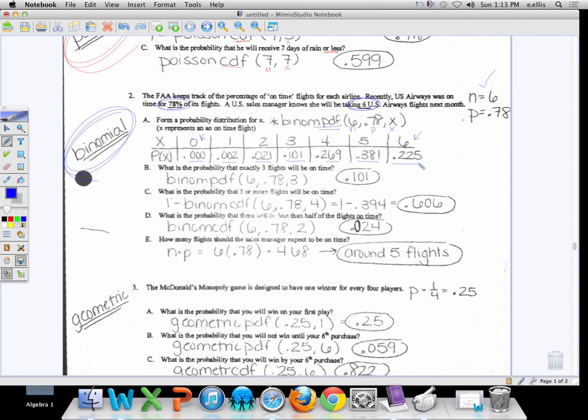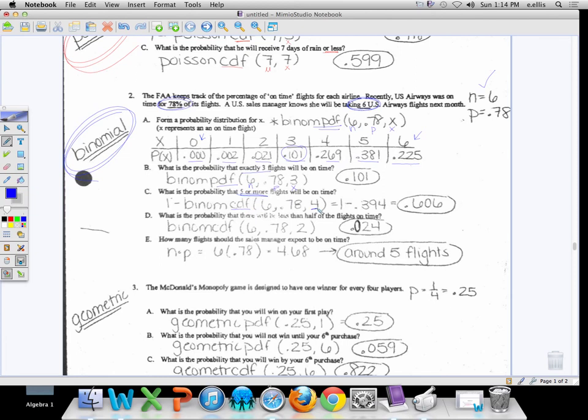Part B, what is the probability of exactly 3 flights? Well, if you set it up, exactly is PDF, N is 6, P is 0.78, we're doing exactly 3, which is 0.101. It also matches with the 0.101 that is in your distribution. Part C, what is the probability that 5 or more flights will be on time? Again, the trick is 1 minus the CDF of 4 or less. 5 or more, other end is 4 or less.